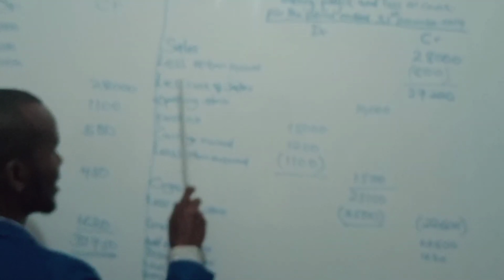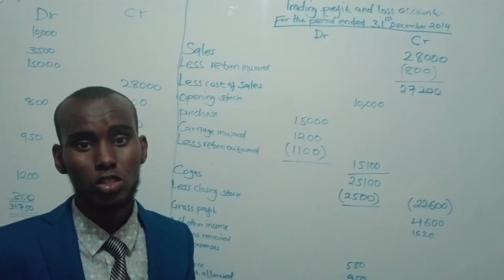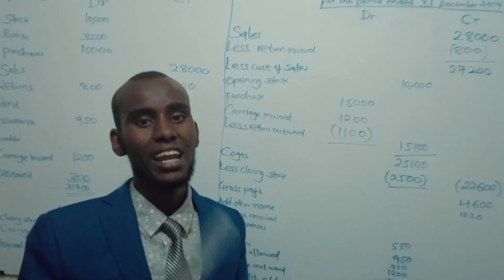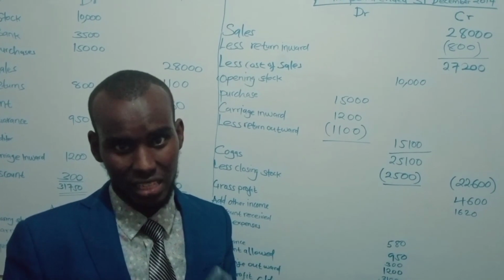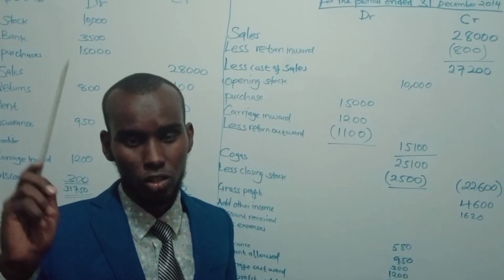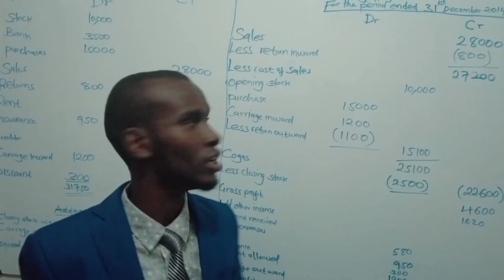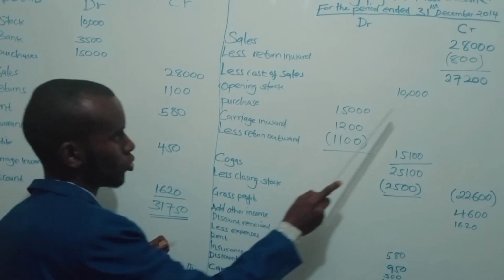Then we less the cost of sales. Remember, cost of sales consists of the opening stock. We add the purchases, we add the carriage inward, then we less the purchase return, we also less the closing stock. That's when we can get the cost of sales. So we begin with the opening stock. The opening stock was 10,000.